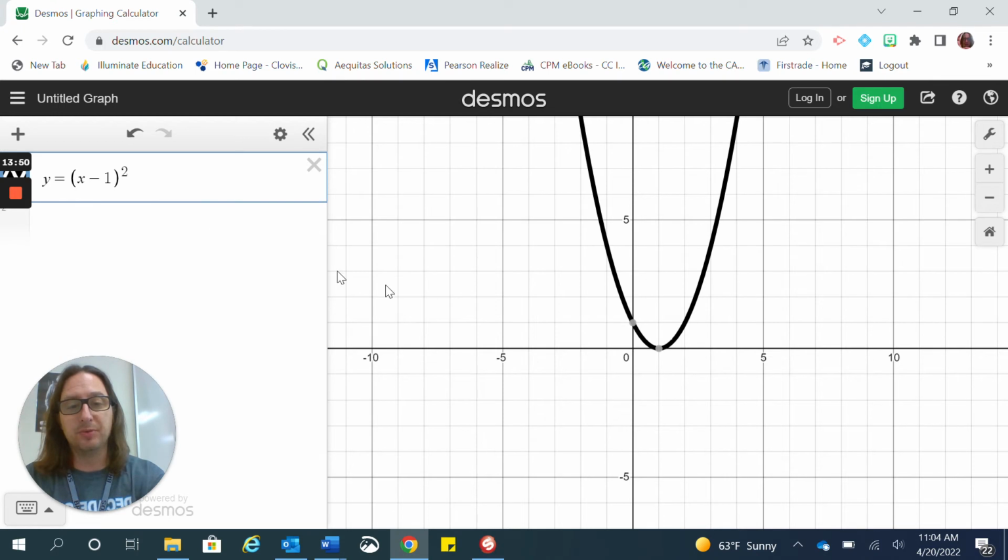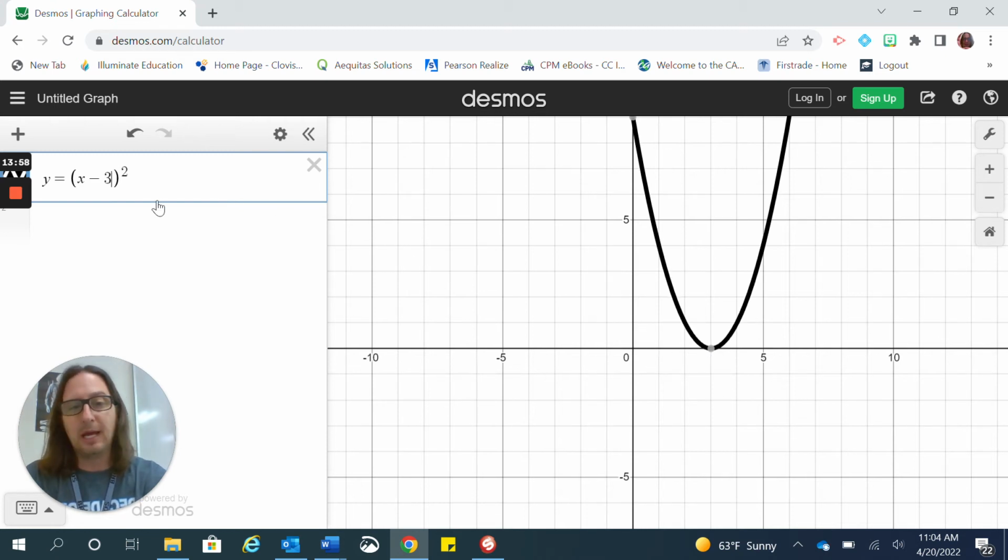Okay, that did move it. So subtracting 1 moves it 1 unit to the right. So if I want to move it 3 units to the right, I would subtract 3, and there it is. I've now moved the vertex 3 units to the right there.